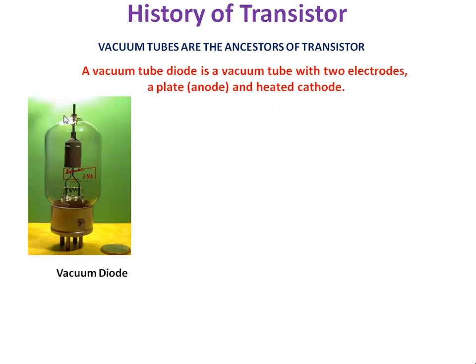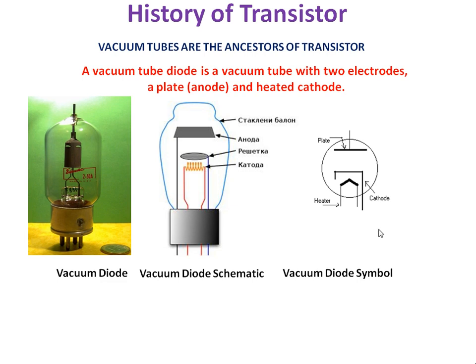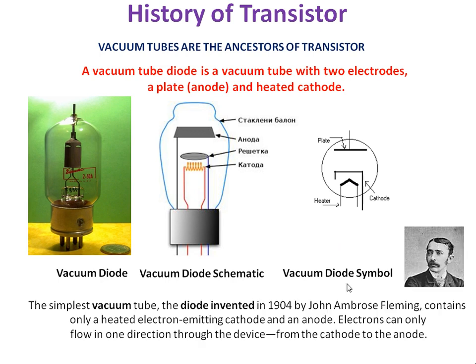This is the actual representation of a vacuum tube, and this is a schematic representation of the vacuum diode. Inside the vacuum tube you have two plates, one is the anode and the other is the cathode. The cathode is heated up by using a heater. This spiral indicates a heater coil. This is the vacuum diode symbol. It has an anode and a cathode, and the cathode is heated by a heater. This vacuum diode was invented by John Ambrose Fleming in the year 1904.